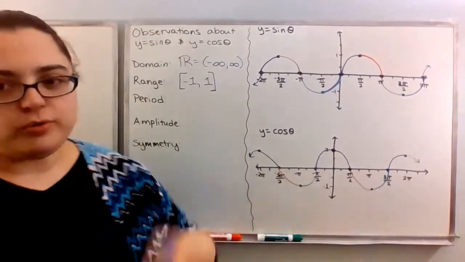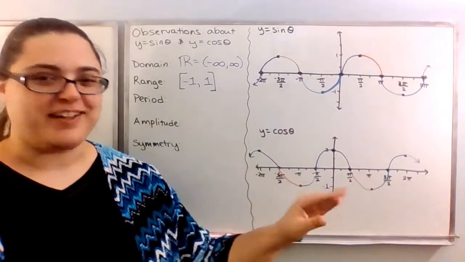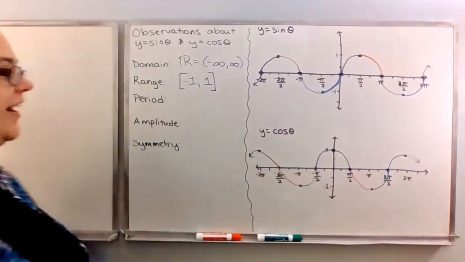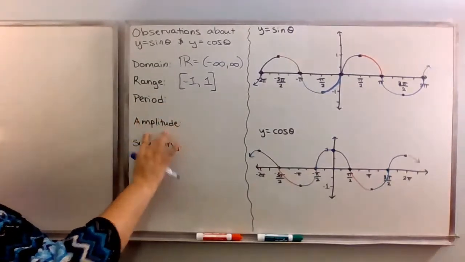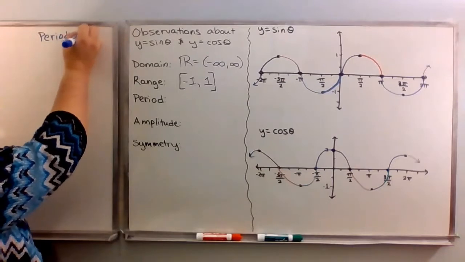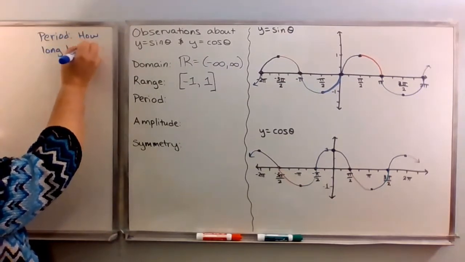Now for some potentially new terms, we have our period and our amplitude. So the period is how long before it repeats.